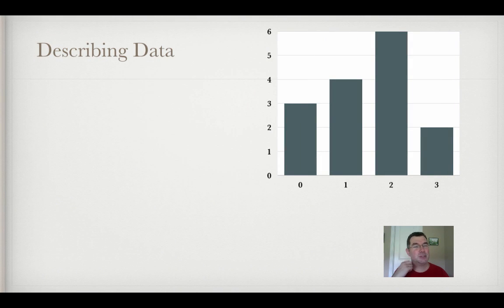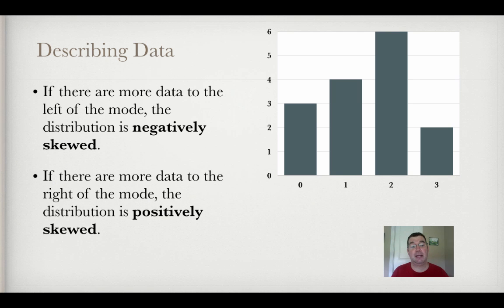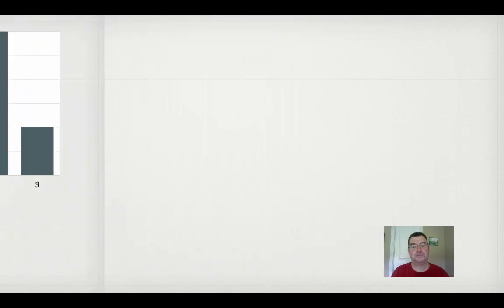Well, that's not really what's going on with our data, so let's talk about what happens in our case. Well, if there are more data to the left of the mode, which is what we have, then the distribution is negatively skewed. However, if the opposite were happening and there were more data to the right of the mode, then our distribution would be positively skewed. And as you can see, ours is negatively skewed.